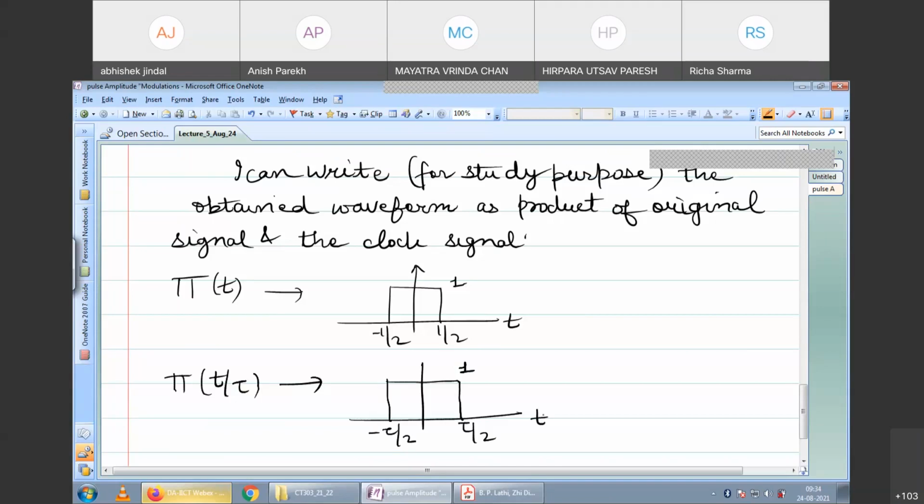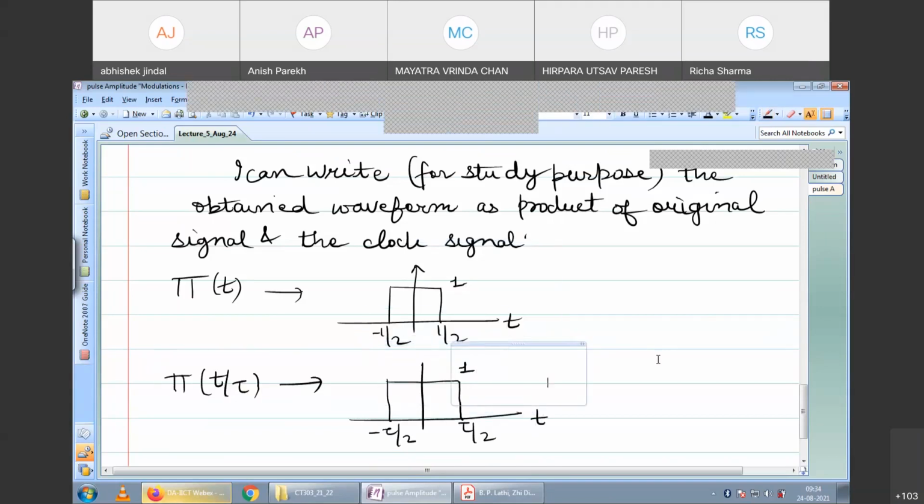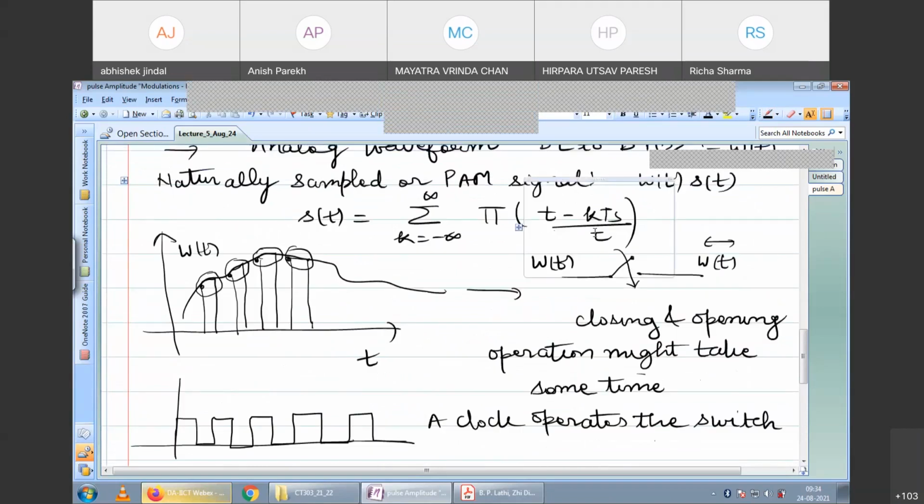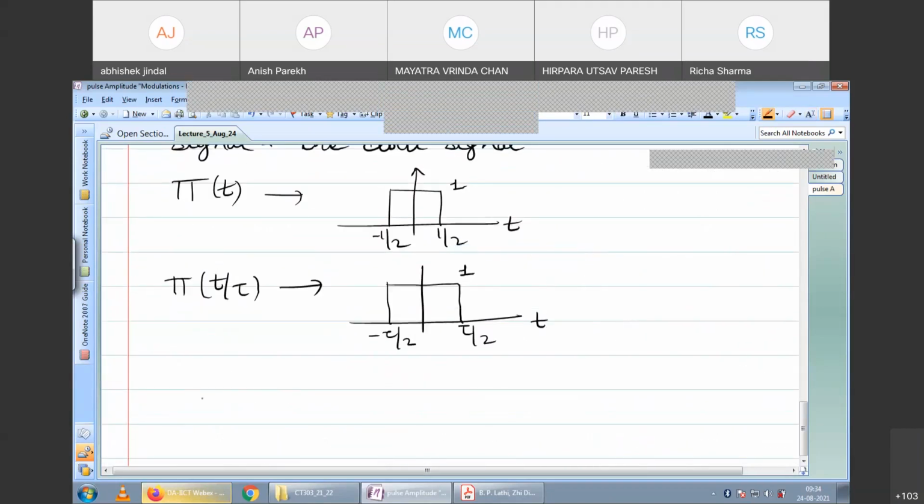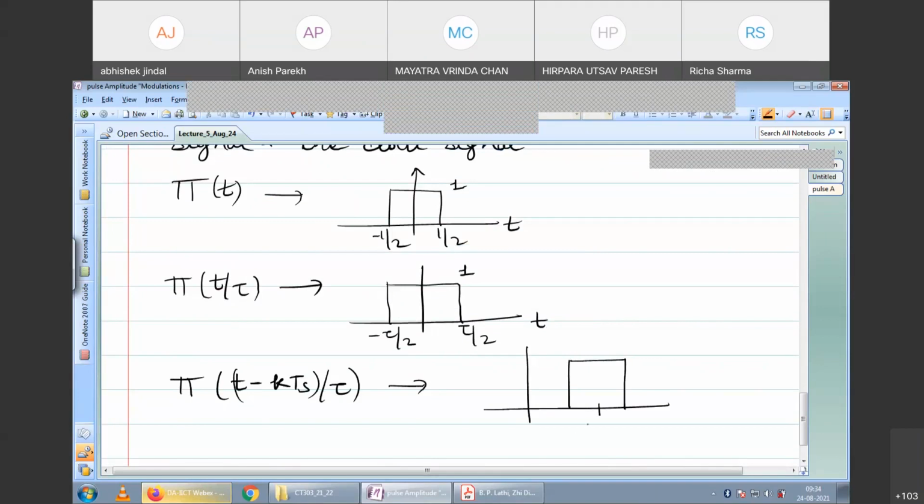Now I shift it by, suppose, k times Ts. It means you change t to t minus k Ts, and this whole thing is now divided by tau. Remember that tau doesn't divide t alone, it divides the whole term. This will shift the waveform to k Ts, and the pulse will extend from k Ts minus tau by 2 to k Ts plus tau by 2. The amplitude still remains 1.